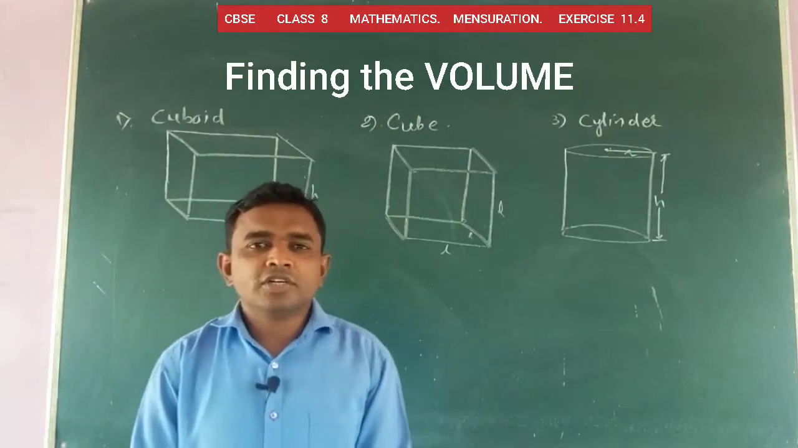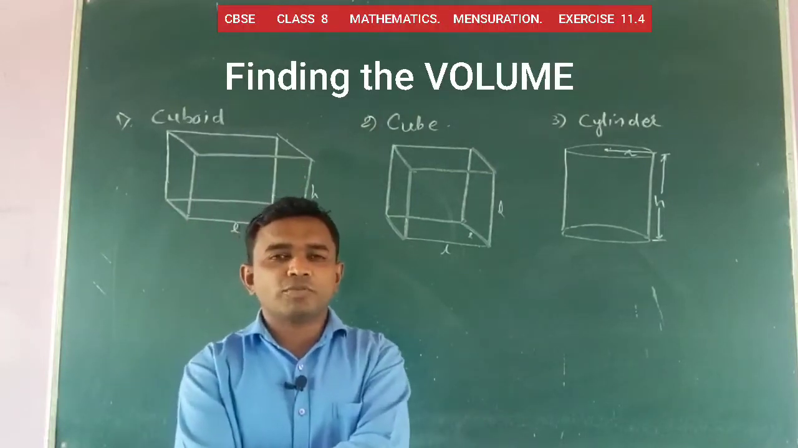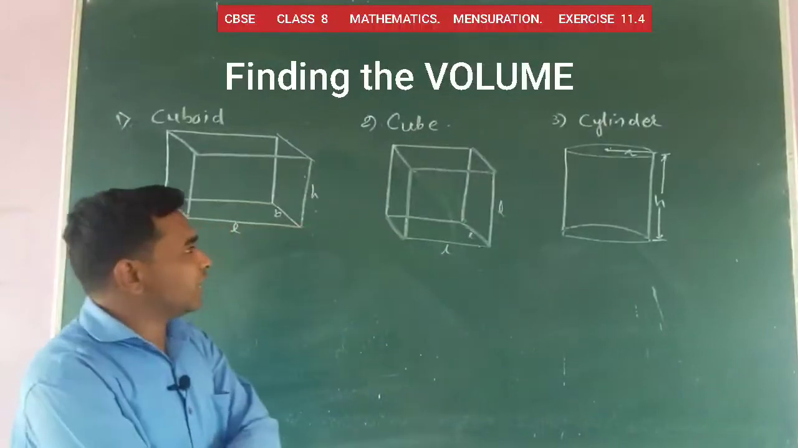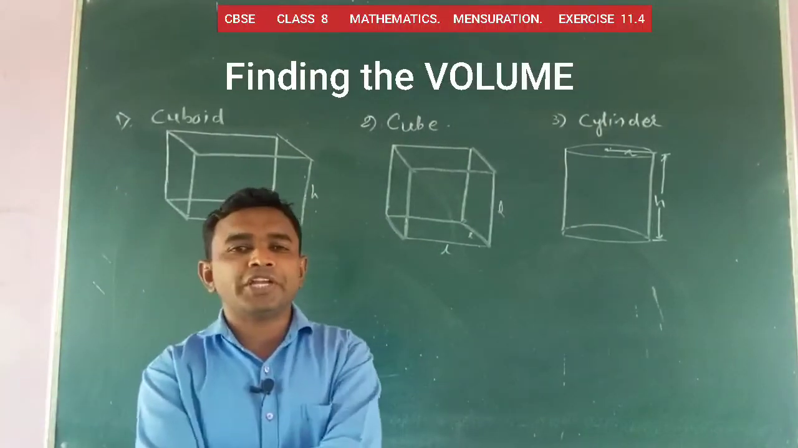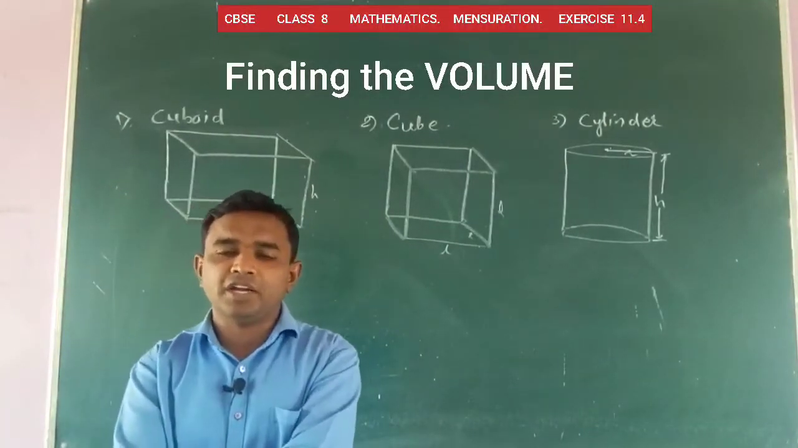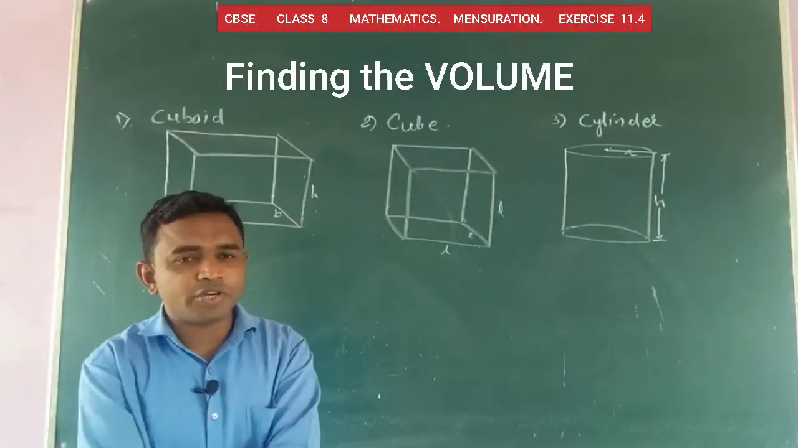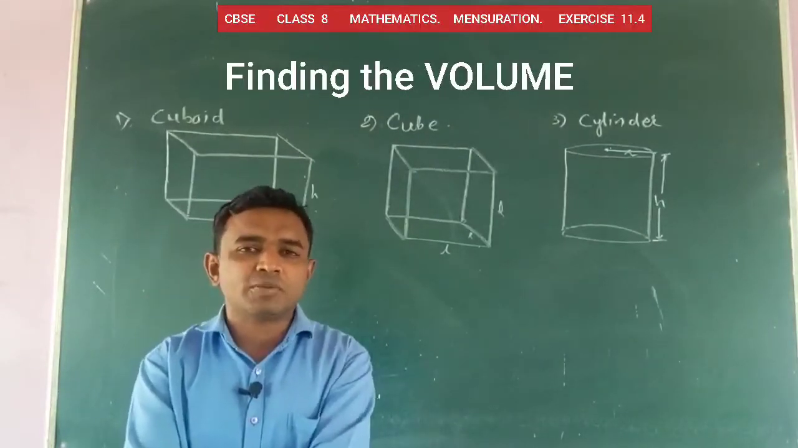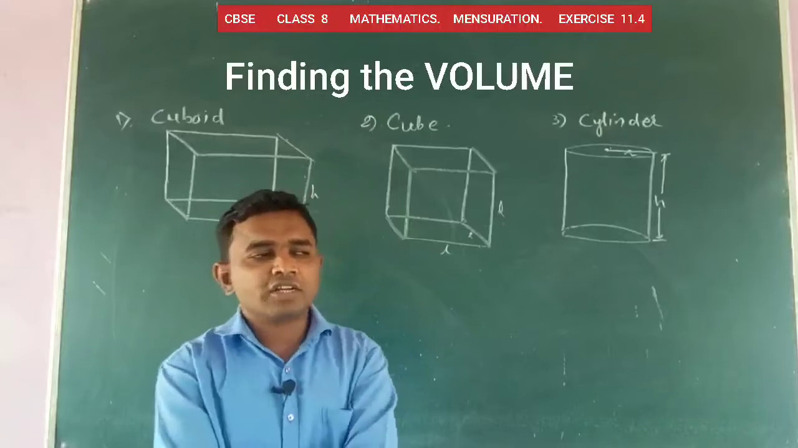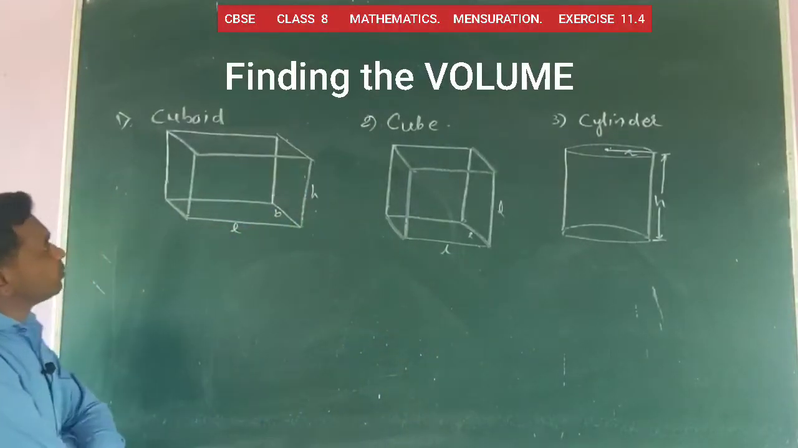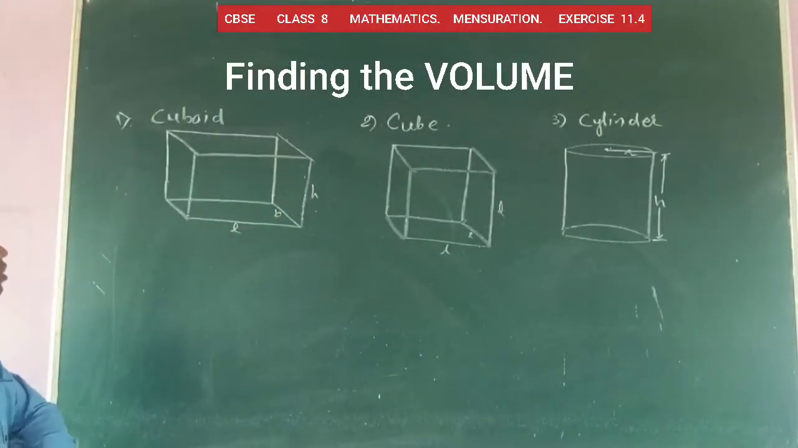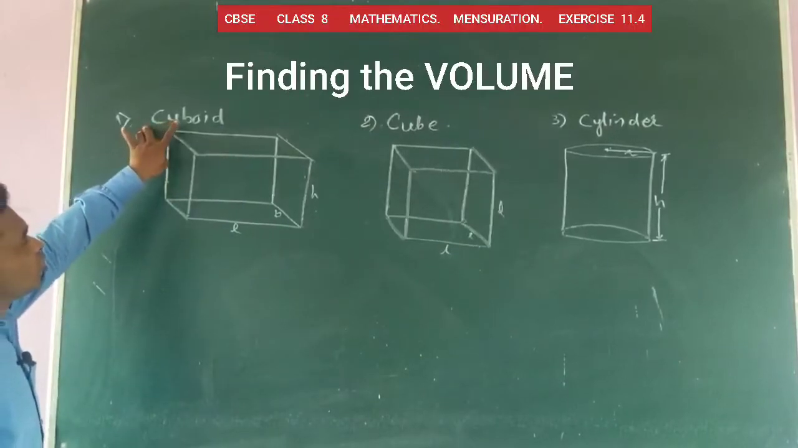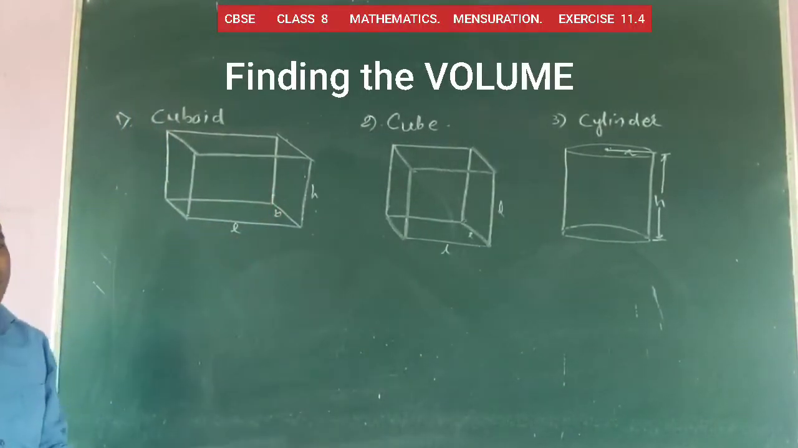Hello dear students, today we have completed the last portion of this chapter, chapter number 11, and today's portion is finding the volume of the cuboid, cube and the cylinder. In the last lecture we saw finding the surface area of the cube, cuboid and the cylinder. In today's lecture we will complete the volume. Firstly, the cuboid, having length, breadth and height.